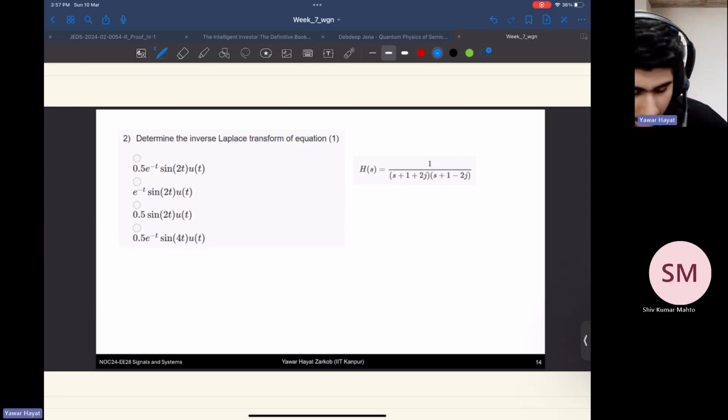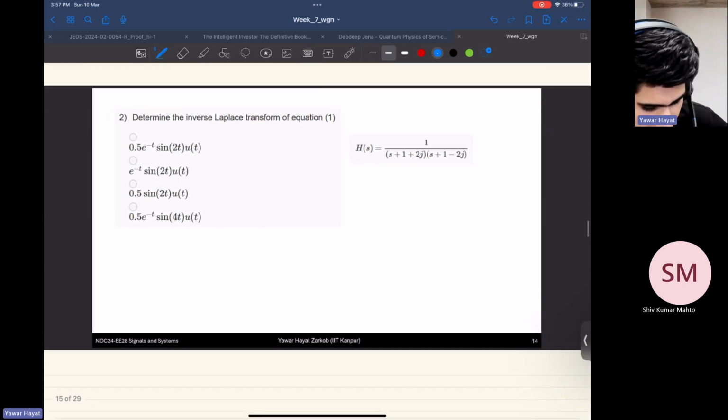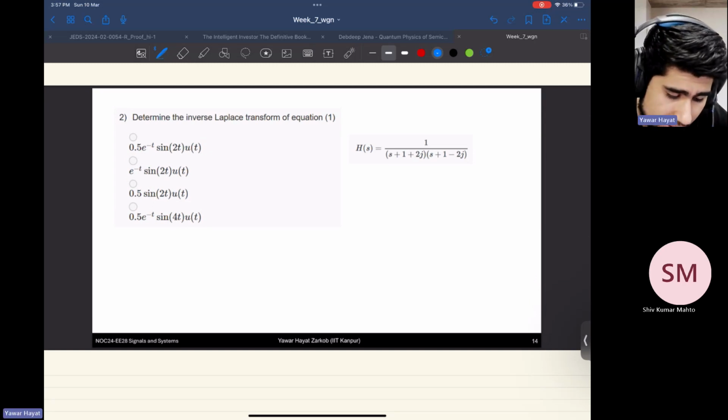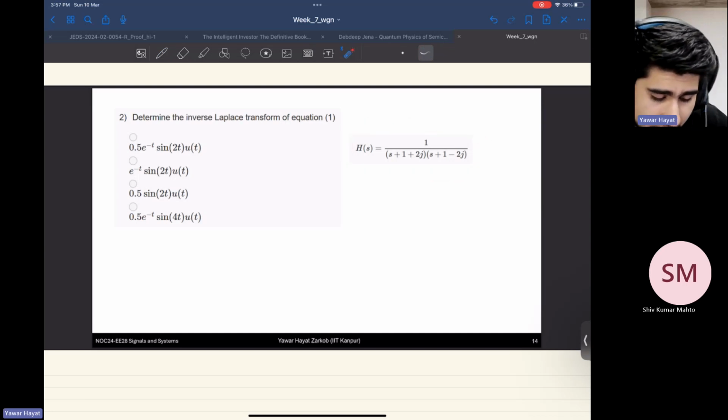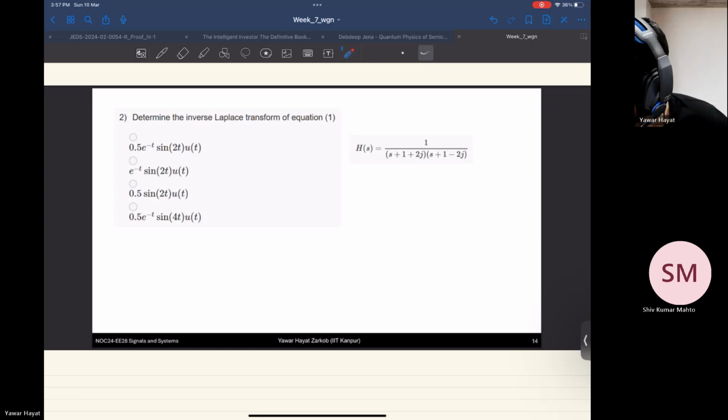Okay, now we'll proceed a little faster. Now this is your H of s, right? This is actually the same transfer function from question one, and you need to determine the inverse Laplace transform of that equation. What would be the inverse Laplace transform?